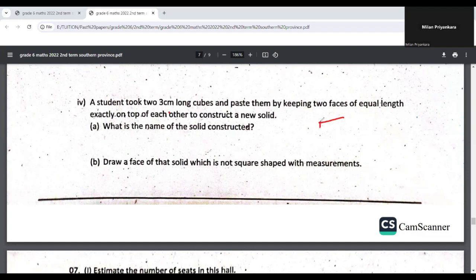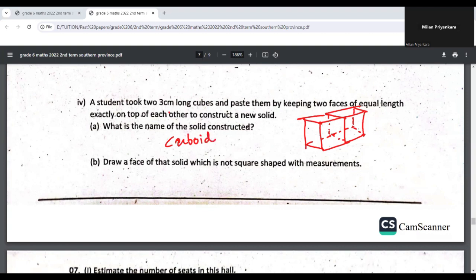You know, when you have a cube, it is like this. And when you take another cube and paste it along that, you will see something like this. So the name of this one is cuboid.